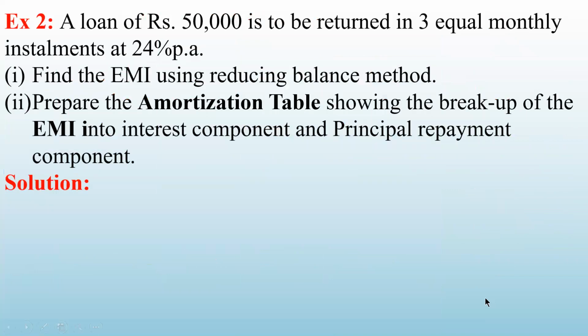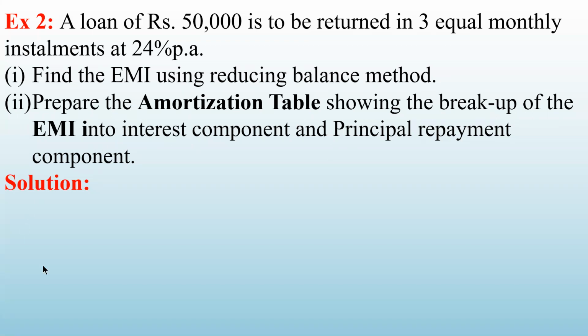I hope you have understood this. Now let us go for the next problem. One more problem we will solve. In this problem, a loan of rupees 50,000 is to be returned in 3 equal monthly installments at 24% per annum. Again, you have to find the EMI using the reducing balance method, the same method. And second, you have to prepare the amortization table showing the breakup of the EMI into interest component and principal repayment component.